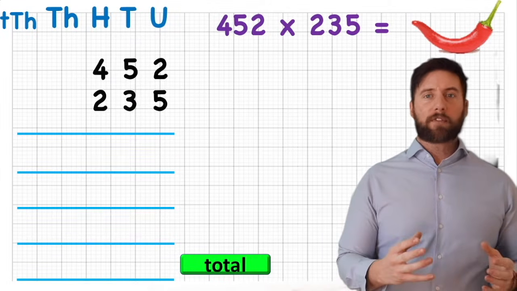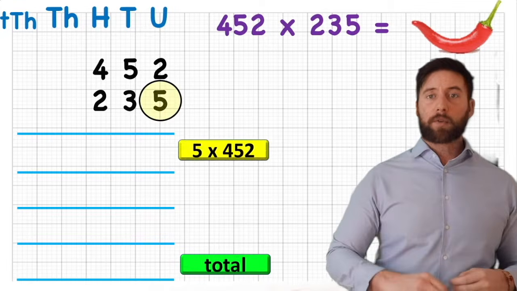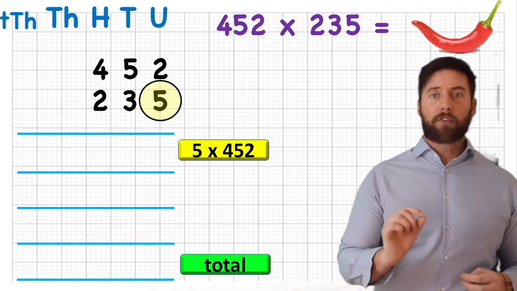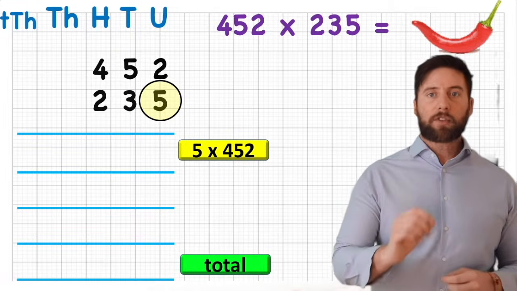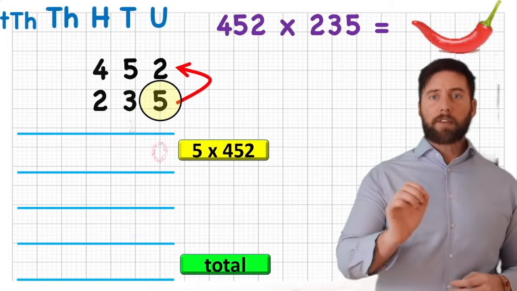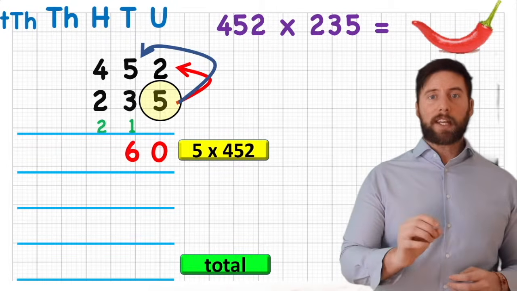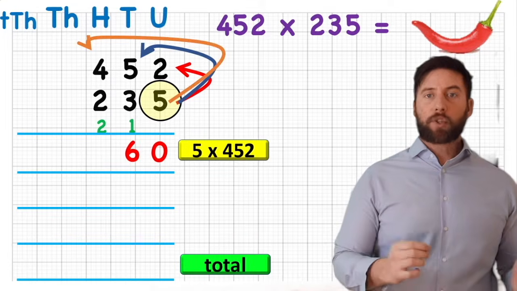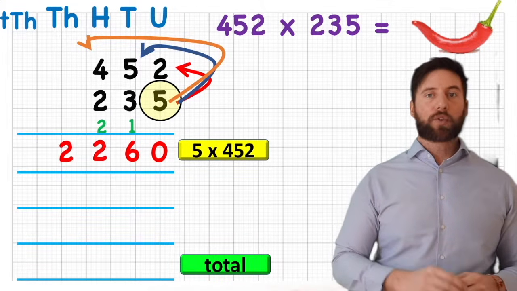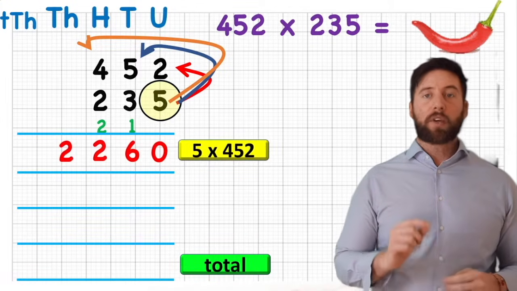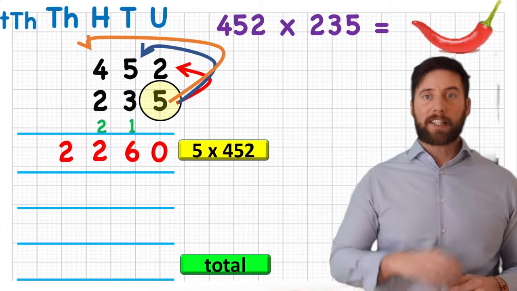So all we're doing for this first row is we're still multiplying 5 by 452. Okay, so 5 times 2 is 10, good. 5 times 5 is 25, add the 1 is 26. 5 times 4 is 20, add the 2 is 22. So our first row, 5 times 452, is 2,260.